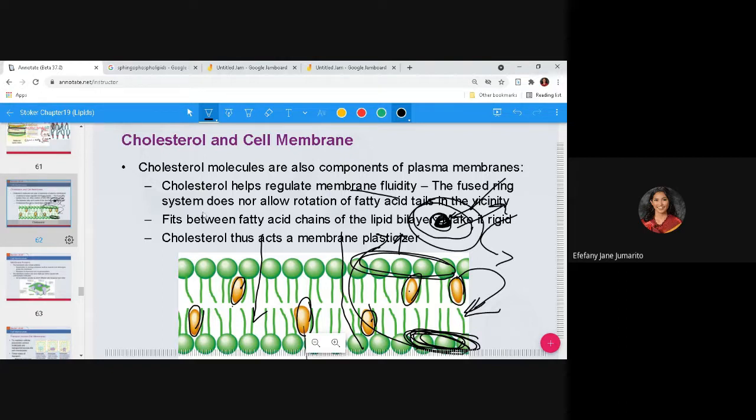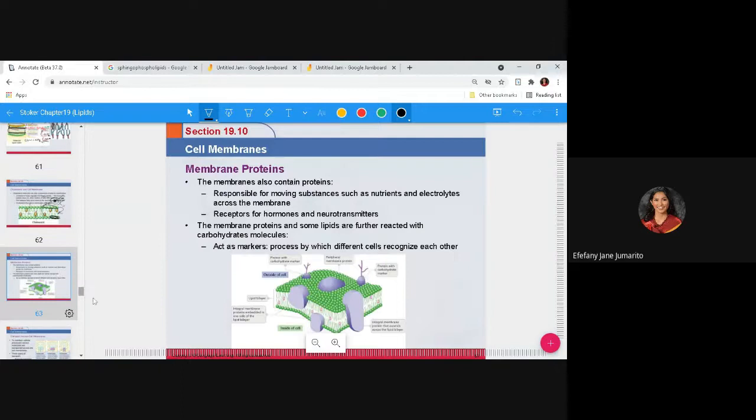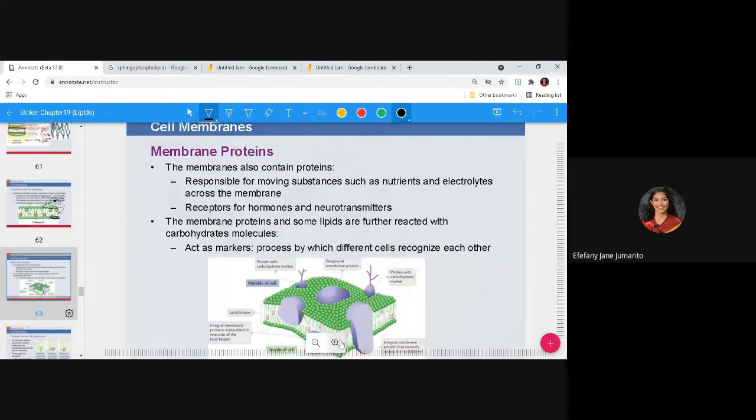So it fits between fatty acid chains of the lipid bilayer and makes it rigid. So we have cholesterol acting as a membrane plasticizer. It fits in between your phospholipids, so it gives rigidity to your phospholipid bilayer.